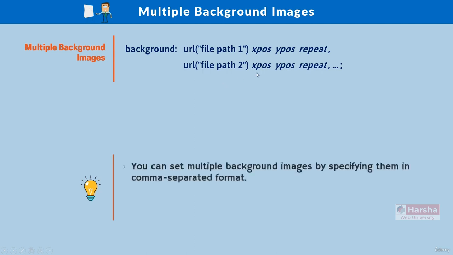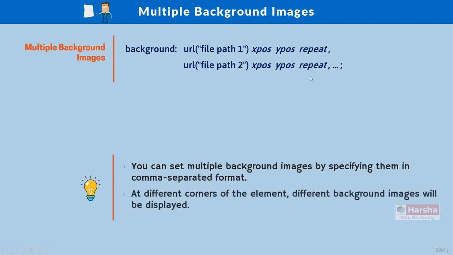For each background image, you can specify the position and repeat, either repeat or no-repeat, or repeat-x or repeat-y. That means you can actually see multiple background images for the same element at various corners. For example, at the top left corner one image, at the bottom right corner another image.